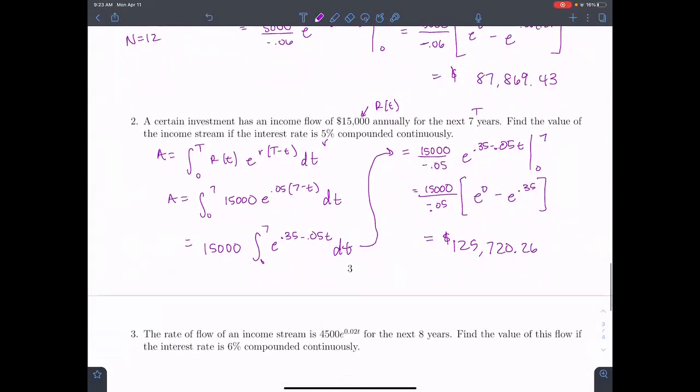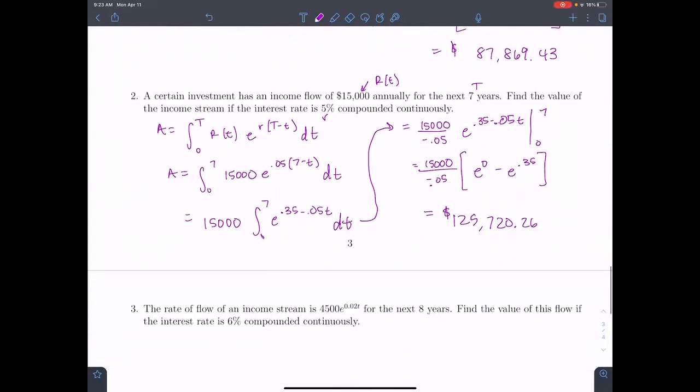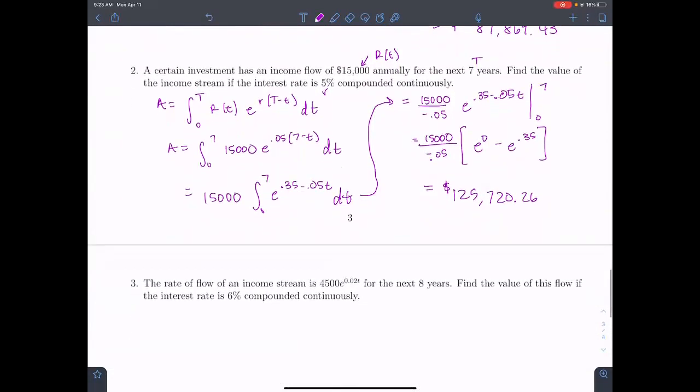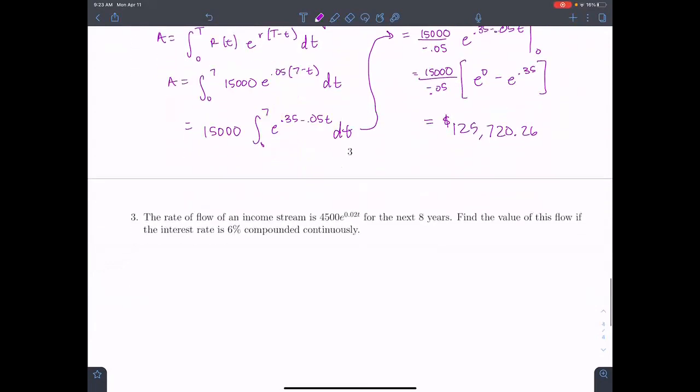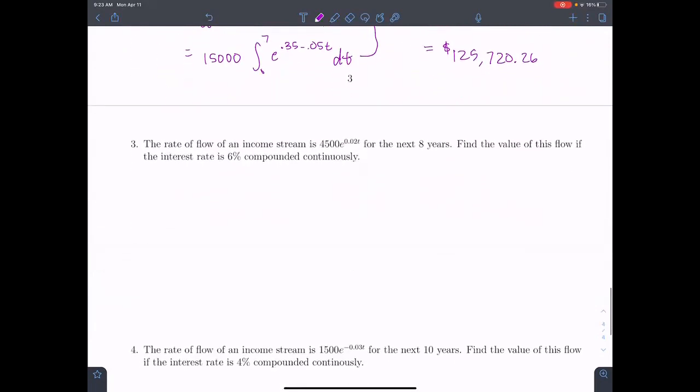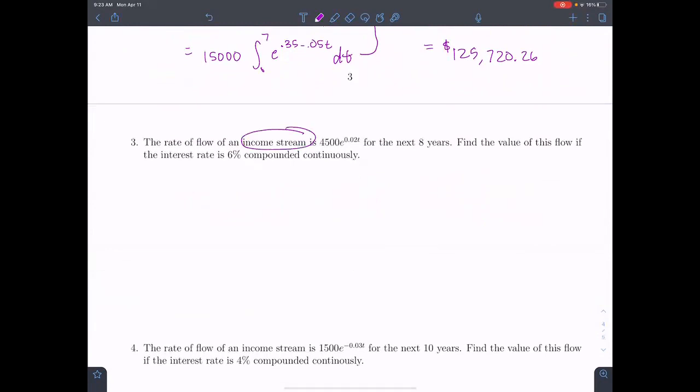Okay, so for these next couple, I'll just do them. That's fine. Okay, let's see. So we're doing an income stream here. This is R of T, then this is the rate of flow for the income stream for the next 8 years. That's big T. This is little r.